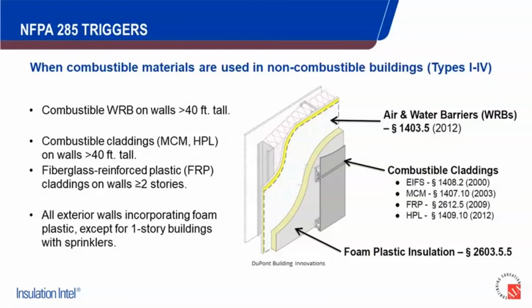I can see various height restrictions that are related to some of the combustible claddings. Of course, all structures incorporating foam plastics, except for 1-story buildings with sprinklers. So if it's maybe a 1-story building without sprinklers, you still might be subject to NFPA 285. And one other thing I'd mention here is we're not specifically addressing that, but the cavity insulation, right? So if that cavity insulation is a combustible material, that would also be a trigger point for NFPA 285. So in the absence of any one of these, if you have a combustible component anywhere in that continuum, that's likely going to trigger the need for compliance if that structure is considered a type 1 through 4 classification.